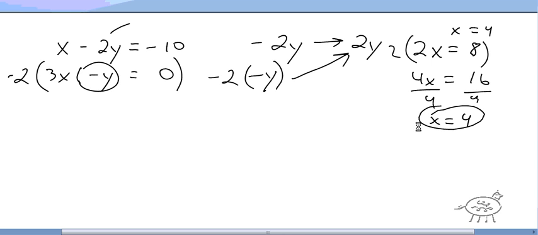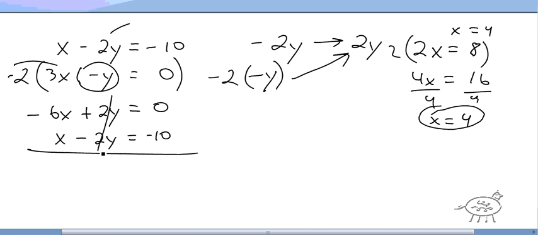Okay, so let's finish up here. Negative 2 times 3x is negative 6x. Negative 2 times negative y is positive 2y equals 0, because I multiplied negative 2 times the 3x, negative 2 times the negative y, and negative 2 times 0, which is still 0. Then I bring down the one we didn't touch, x minus 2y equals negative 10. Now these cancel, which they're supposed to. If it doesn't cancel, you didn't multiply by the right thing. So we get negative 5x equals negative 10. Divide by negative 5, x equals 2.